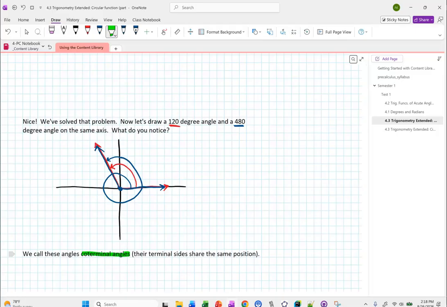Do I have to add 360? No, what else could I do? Could subtract. Because angles are allowed now to be negative also, we could keep subtracting 360, and that again will generate coterminal after coterminal after coterminal. So for example, 120 minus 360 is negative 240. That angle would also be coterminal to those other two.